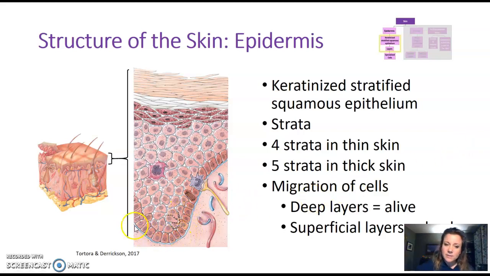And basically what happens is that cells in the deepest layer, or the lowest strata, are alive, and as these cells divide, one of the daughter cells remains in the layer as a stem cell, and the other one is going to migrate up, up, up, up towards the surface of the skin. And as it does so, it dies. So the skin that you see on the surface of your arm, for instance, is comprised of dead cells.